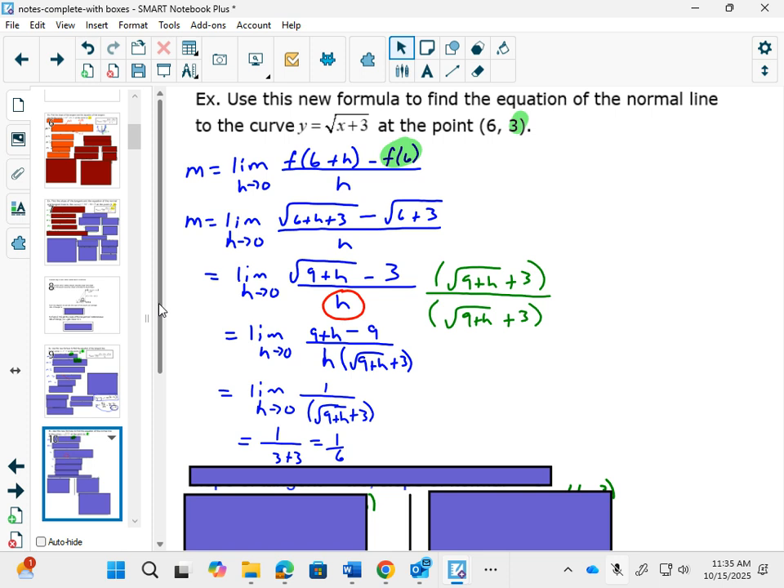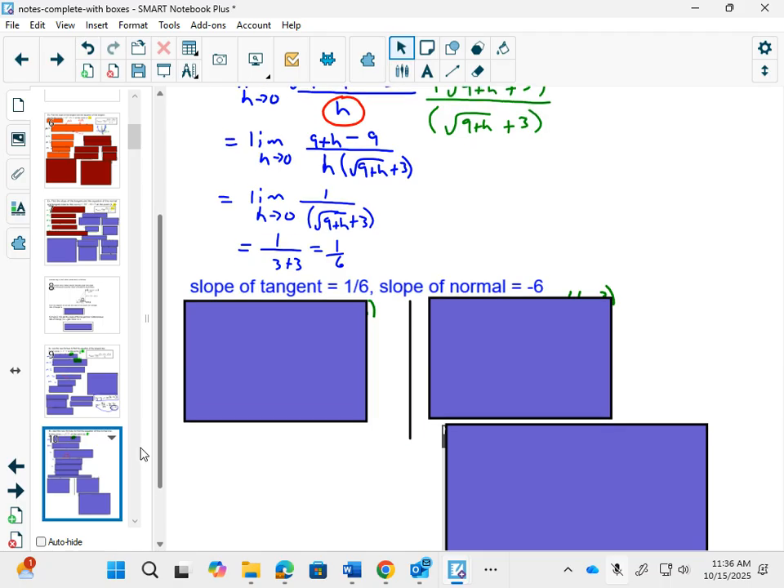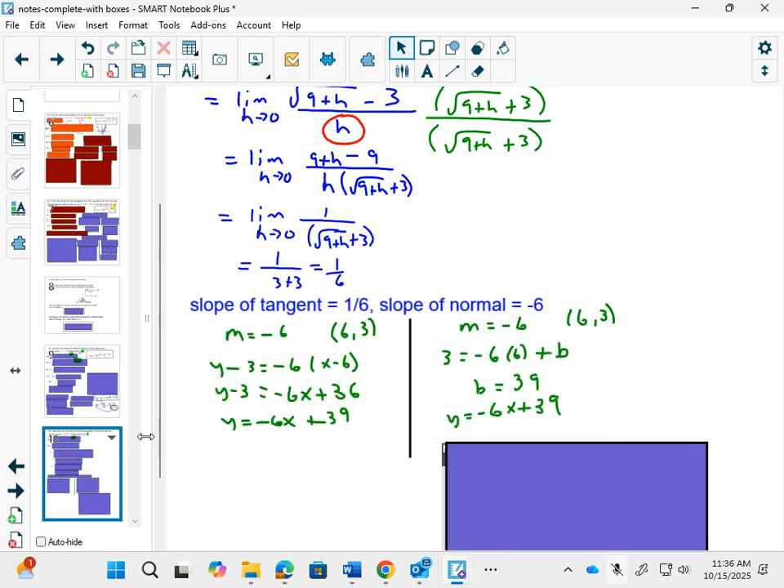So if that's the slope of my tangent, my slope of my normal would be the negative reciprocal, so I flip my fraction and make it negative. My slope of my normal would be negative 6. And then you could use either formula to find the equation of your normal line.